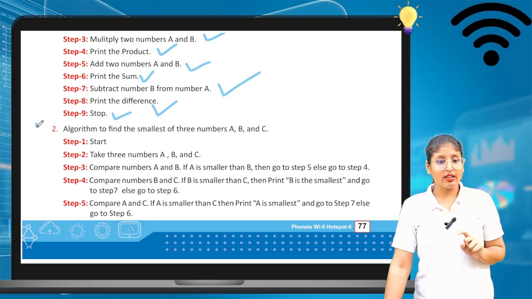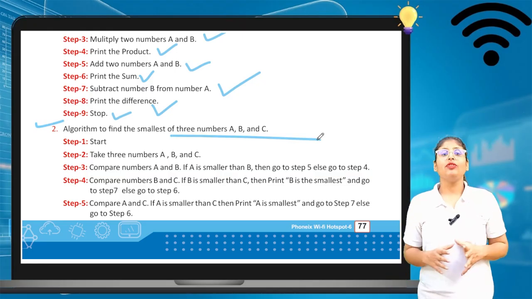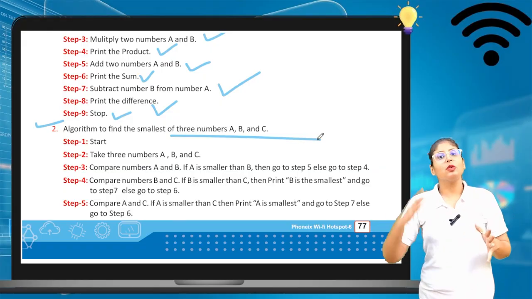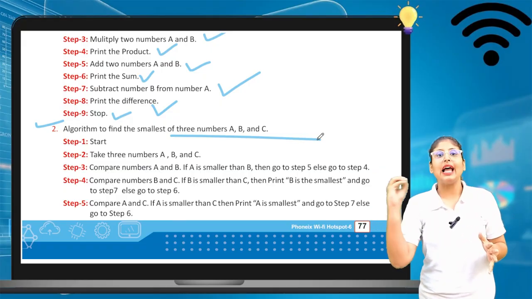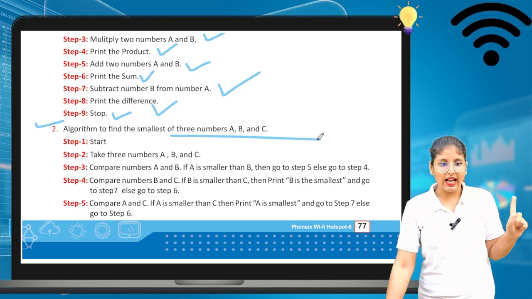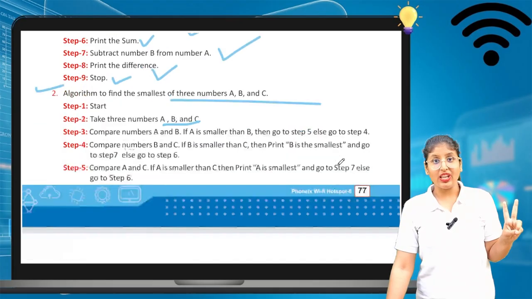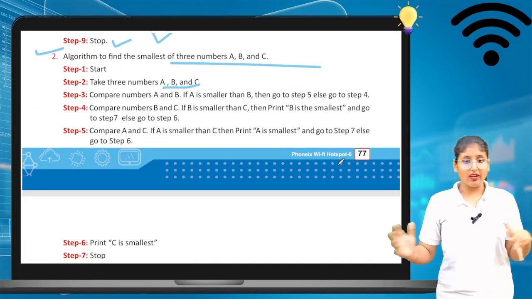Second is an algorithm to find the smallest of three numbers A, B and C. If I want to see the smallest among A, B and C, what is the algorithm? Let's see. Step 1, start. Step 2, take three numbers A, B and C. Of course, we need three numbers if we want to compare them.